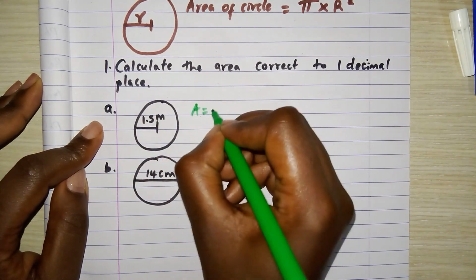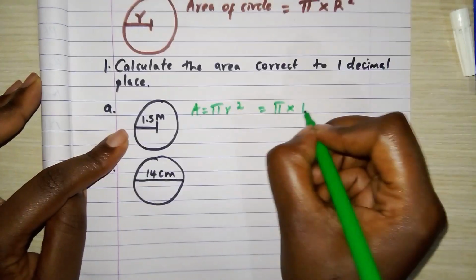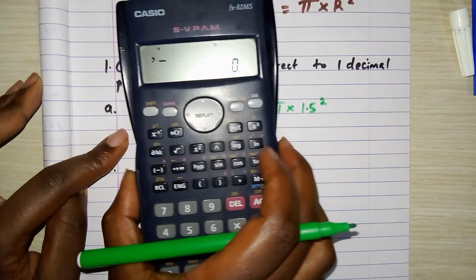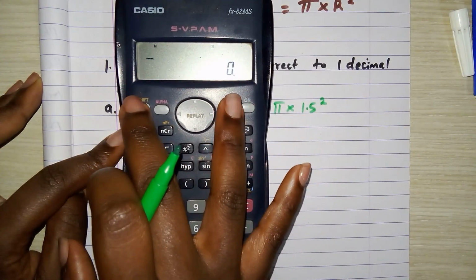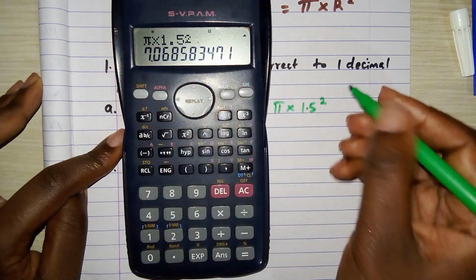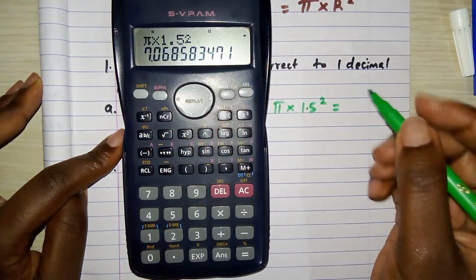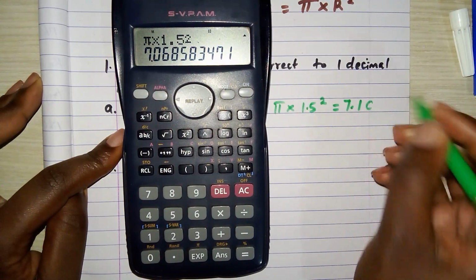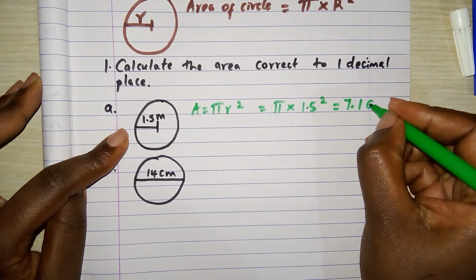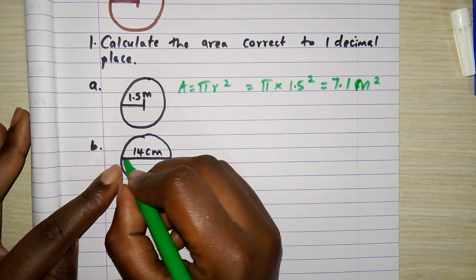So area equals pi r squared. So pi times the radius, 1.5 squared, and you can use the calculator. When you're using the calculator, you press shift and the pi sign, times 1.5 squared, and we get 7.0... So to 1 dp, this one is more than 5, so this one would round up to 1. So 7.1 meters squared.